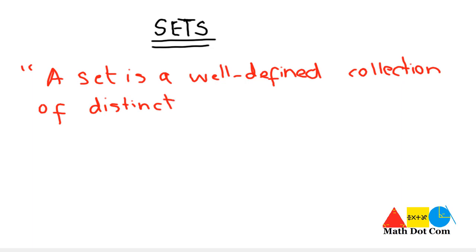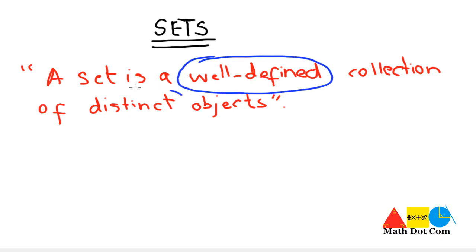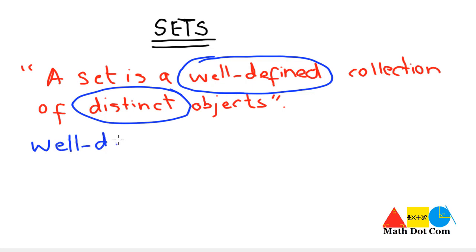This is the basic definition that you will find everywhere, but most of the time we are unable to understand exactly what is meant by this definition. There are two words that need proper attention: well-defined and distinct. These two words need attention to understand the concept of sets. Let's see what is meant by well-defined and distinct objects in discussing the concept of sets. First, we will see what is meant by well-defined.